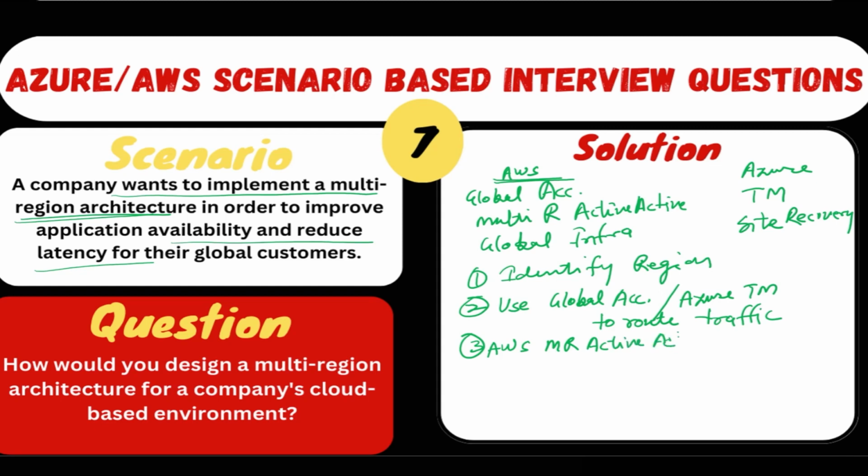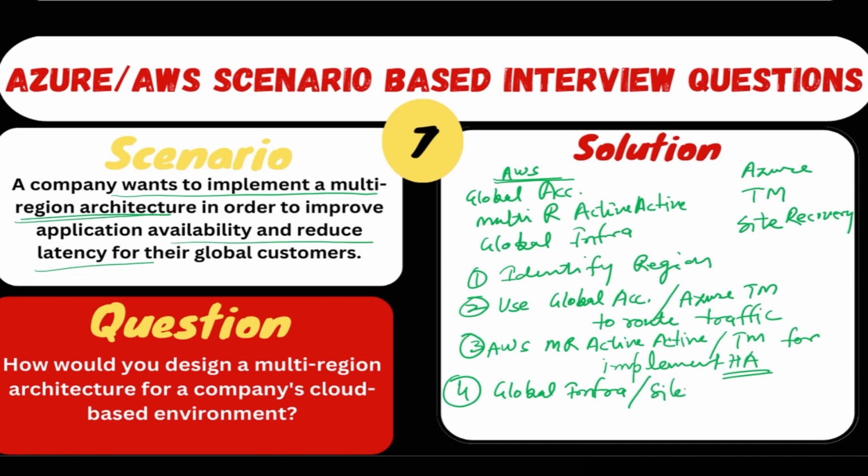Then we will use AWS Multi-Region Active or the Azure Traffic Manager service, which will help us ensure high availability of our application across multiple regions. In the last step, we will implement a disaster recovery solution using AWS Global Infrastructure or Azure Site Recovery to ensure that the application can fail over to a secondary region in the event of failure.